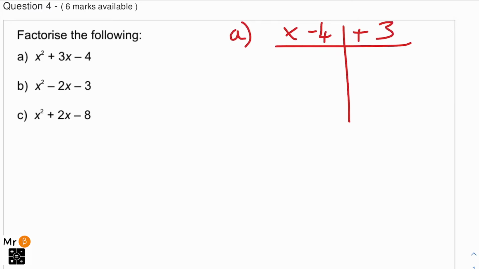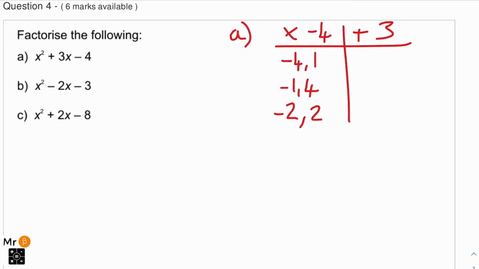So because we're timesing to make a negative, we know one of those numbers must be negative. So here, negative 4 times positive 1. We then do the reverse of this. So negative 1 times positive 4. Negative 2 times positive 2. We don't need to do the reverse because it's the same, it's repeated.